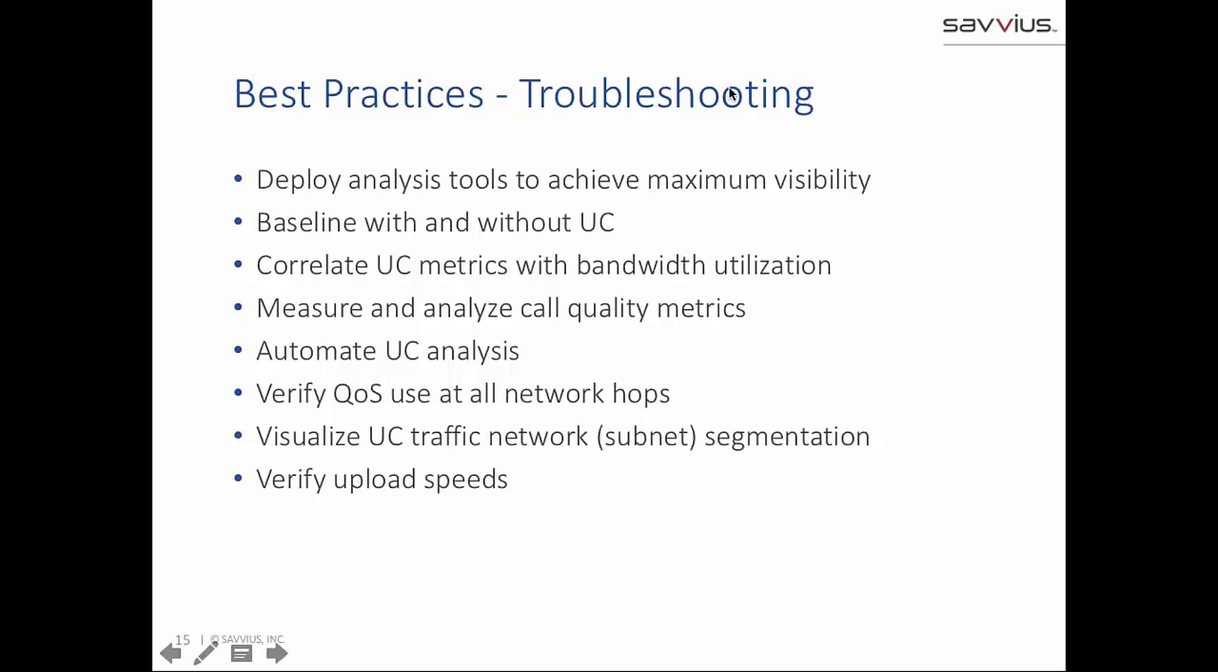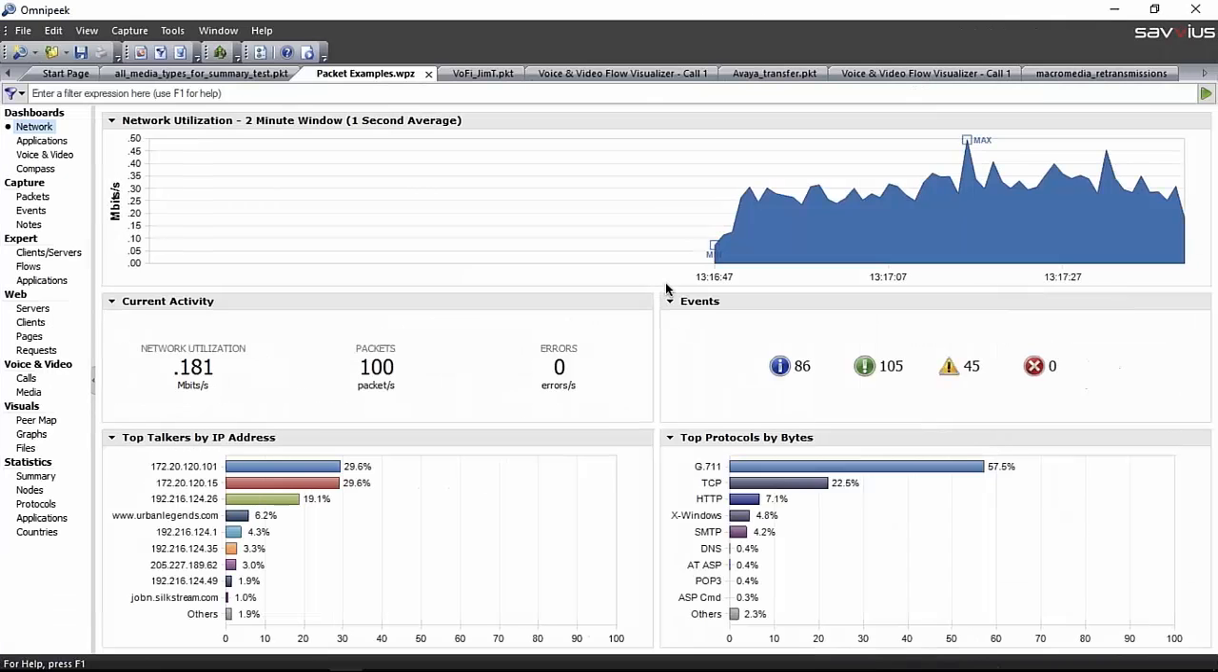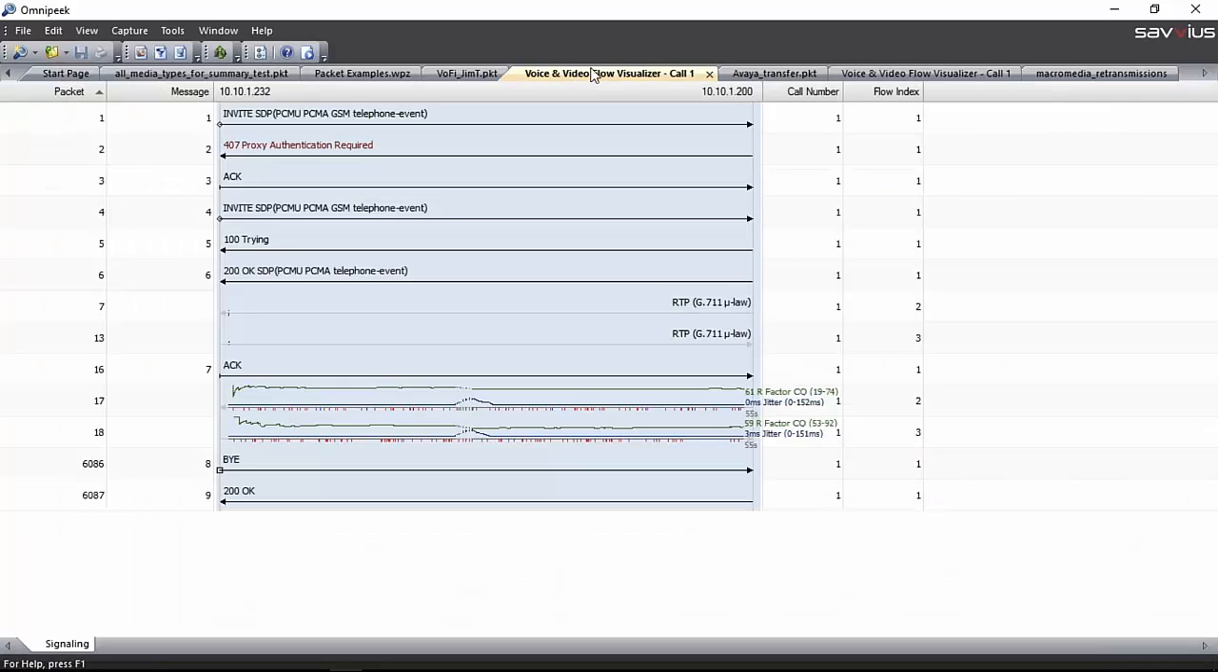The third, in terms of best practices for troubleshooting, is correlating the UC metrics with bandwidth utilization. And that is, from my perspective, one of the key things that you need to be able to do. And what that speaks to is, let me go to this one instead.